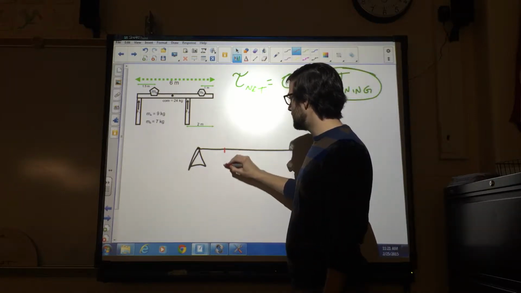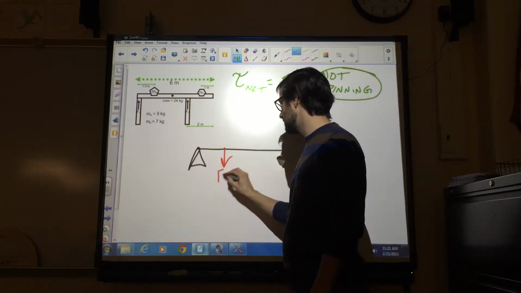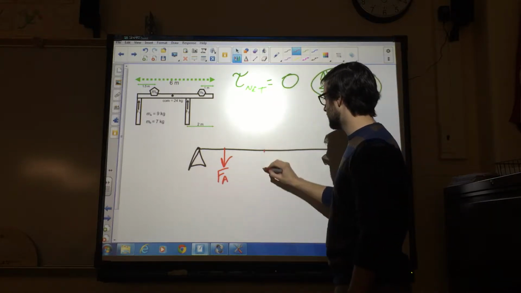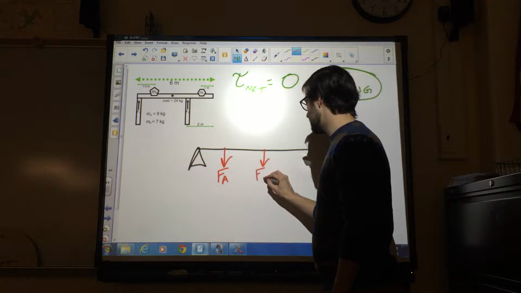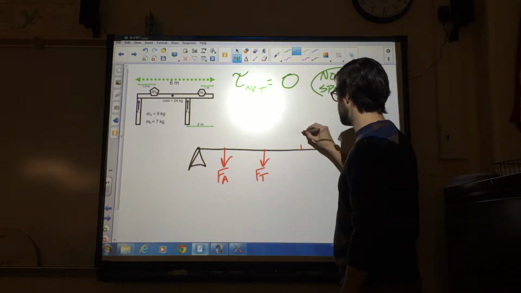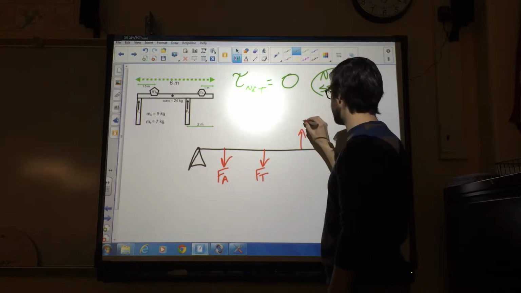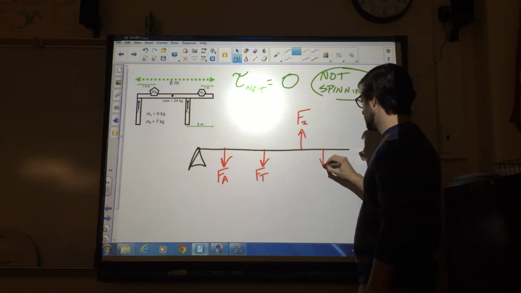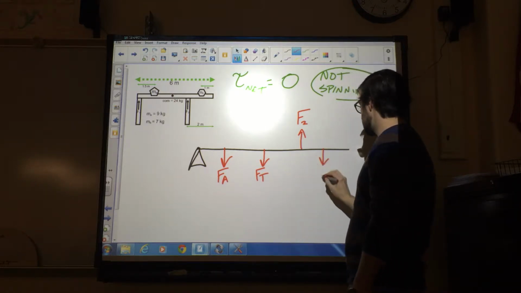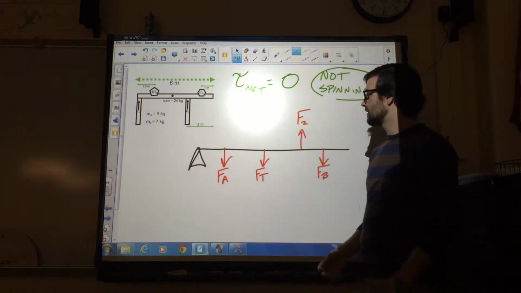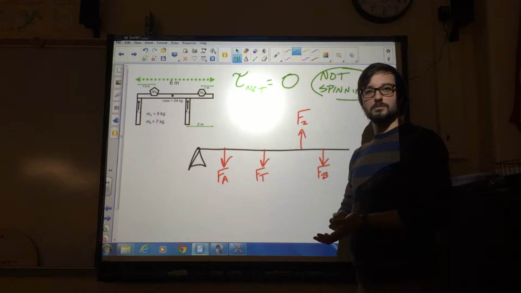There is a torque that exists due to the gravitational force on object A. There is a torque that exists due to the gravitational force on the table. There is a torque in the opposite direction that exists due to the upward force of leg 2. Then there is another torque that exists due to the gravitational force on object B. So this is where we're going to start.